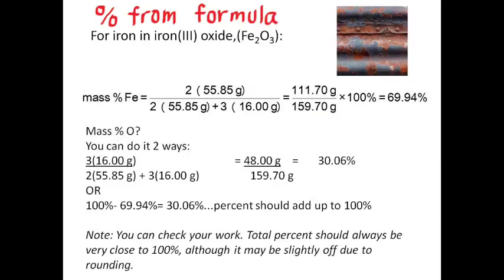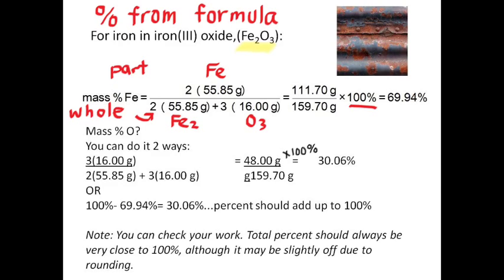So, what do we do? Well, we calculate the percent from the formula. We know the formula of rust, ferric oxide, iron 3 oxide, is Fe2O3. So we figure out the mass of the whole thing, 2 irons, 3 oxygens. And we figure out the mass of the iron in 1 mole of that, 2 irons. We divide the iron part by the iron 3 oxide total, multiply by 100%, and we get 69.94%.